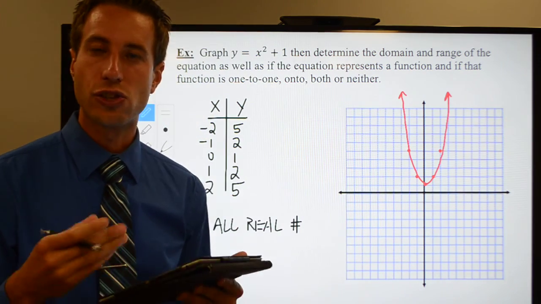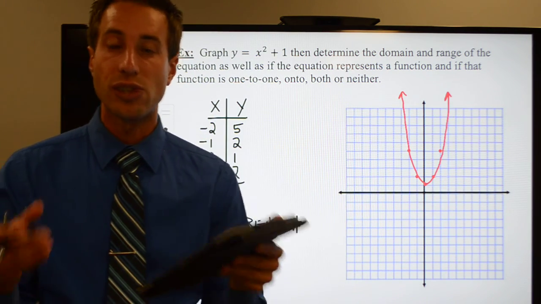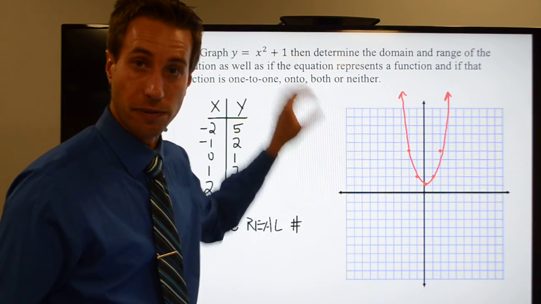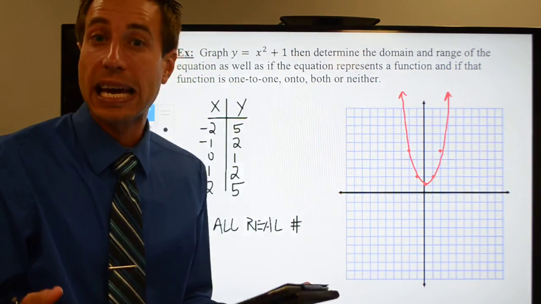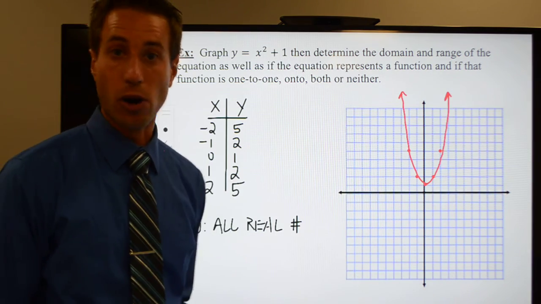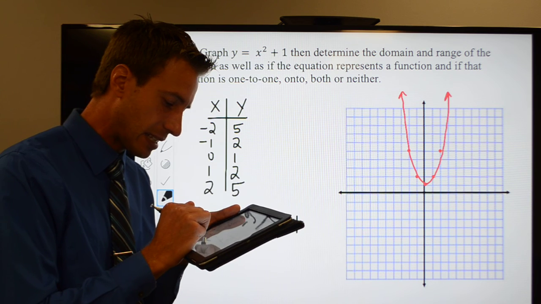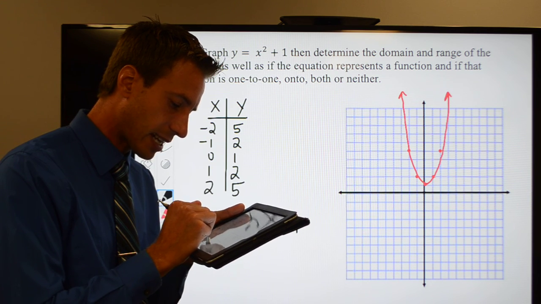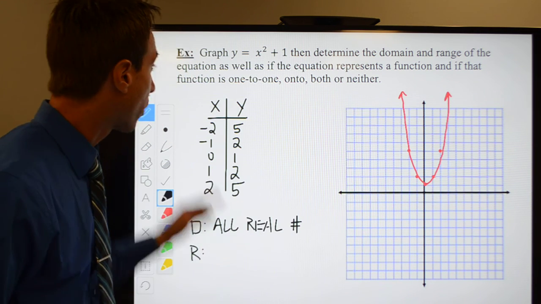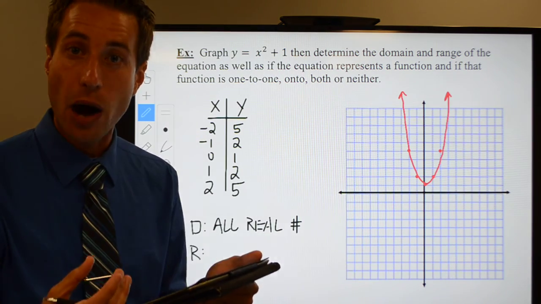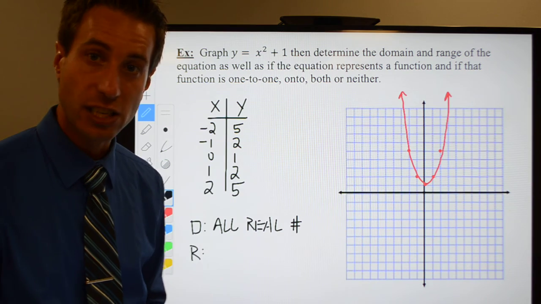Remember, the domain is just simply all values of x that are allowed to be plugged into the function. And there aren't any that I can't plug in, so all of them are allowed. All real numbers is my domain. But let's come back to that idea of what I just said a second ago. If I do plug in negative values, I'm still going to get out a positive range value.